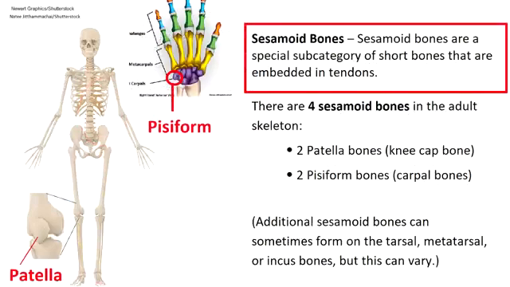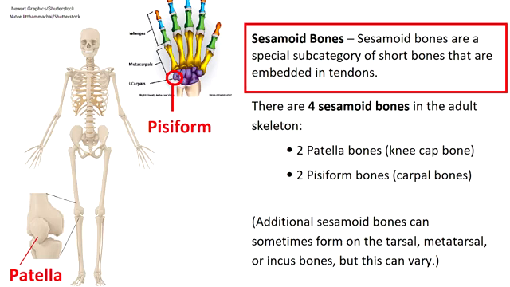of the wrist. We also have sesamoid bones, which some anatomists like to classify as a special subset of short bones, and these are going to be embedded in tendons. The word sesamoid sounds kind of like sesame seed, and that's because these seed-shaped bones get their name from a Greek word that literally means resembling a sesame seed.